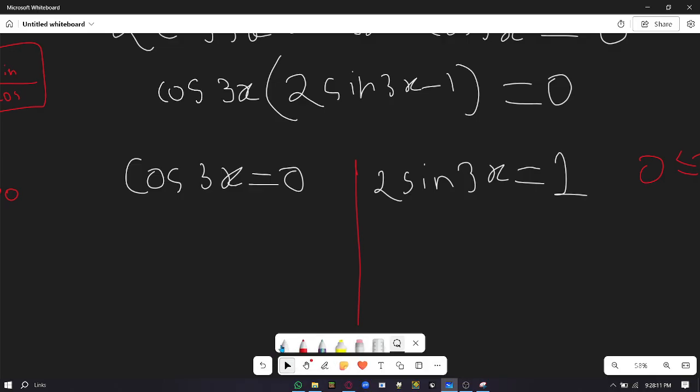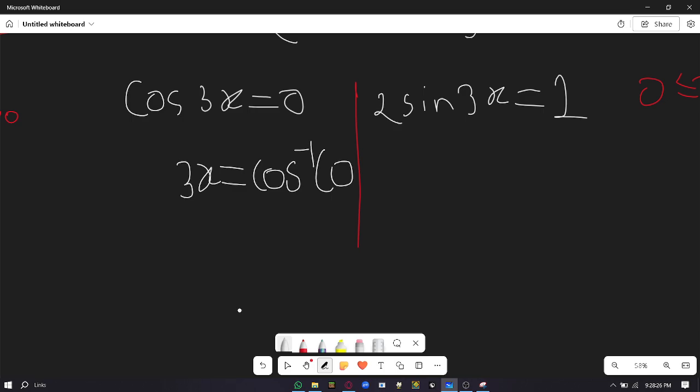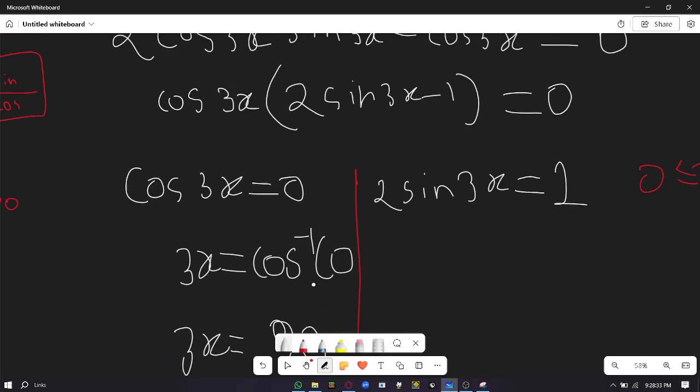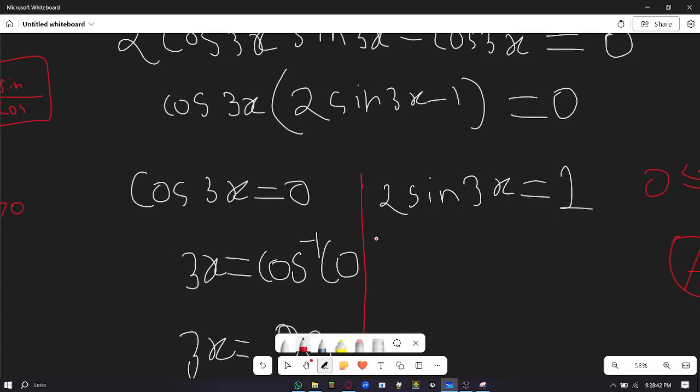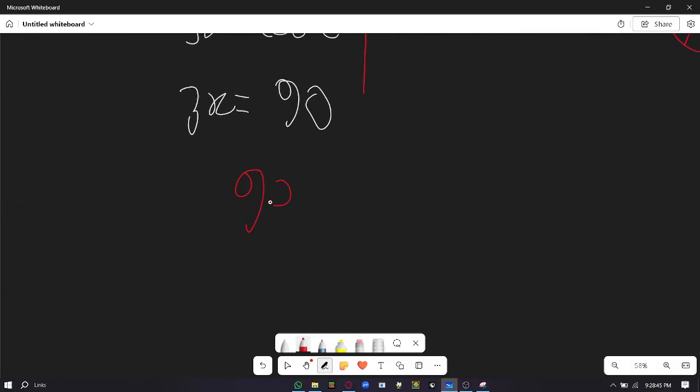So let's take this one's inverse first. 3x equals cosine inverse of 0. Cosine inverse of 0 is, in degrees by the way, 90. So 3x equals 90. Cosine, you'll notice, is positive. So in the ASTC, cosine is positive on the fourth and the first. That means we'll have 90 as it is.